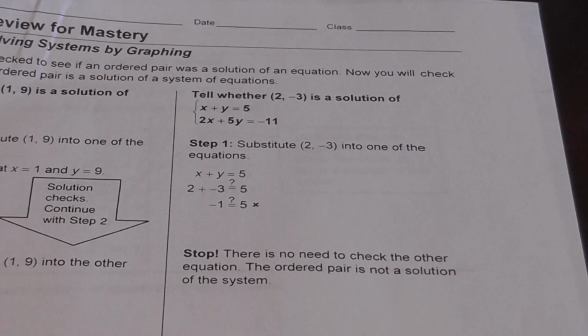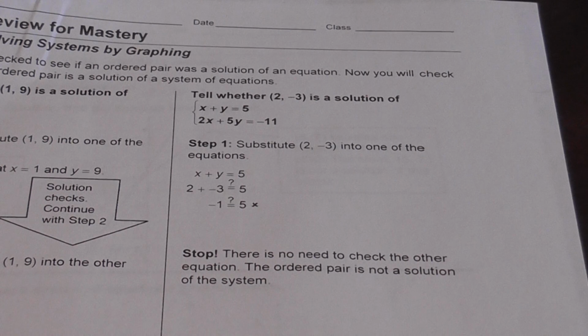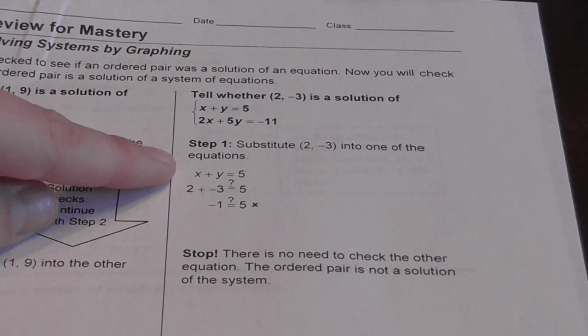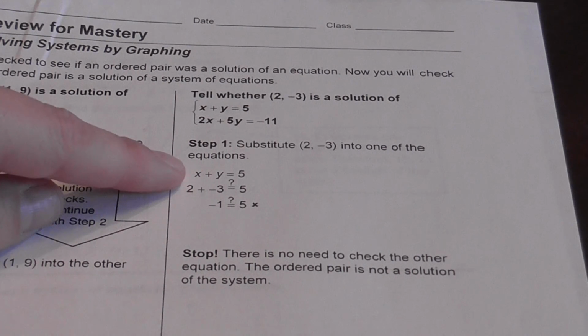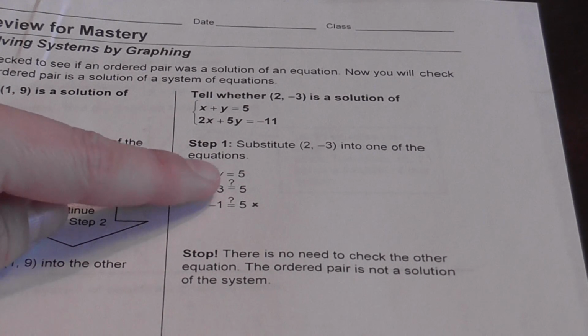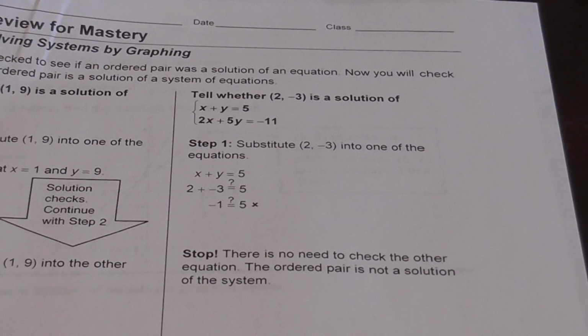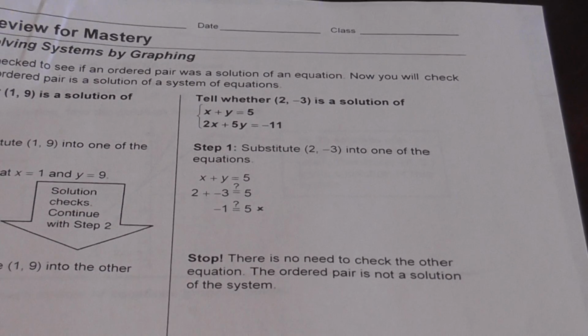Alright, so the next one is tell whether the point 2, negative 3 is a solution of x plus y equals 5 and 2x plus 5y equals negative 11. So we're going to substitute the 2 and the negative 3 into one of the equations. I'm just going to put it into the first one. 2 plus negative 3 equals 5. Well, negative 1 doesn't equal 5. There's no need to even check the other equation, because you're done. If it doesn't work for one of them, it doesn't work for either one.